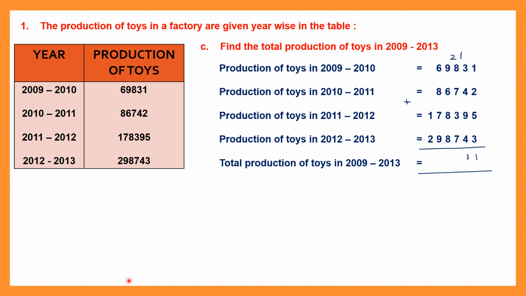Now let's continue here. 2 plus 8 is 10. 10 plus 7 is 17. 17 plus 3 is 20 plus 7 is 27. So let's write 7 and carry 2.